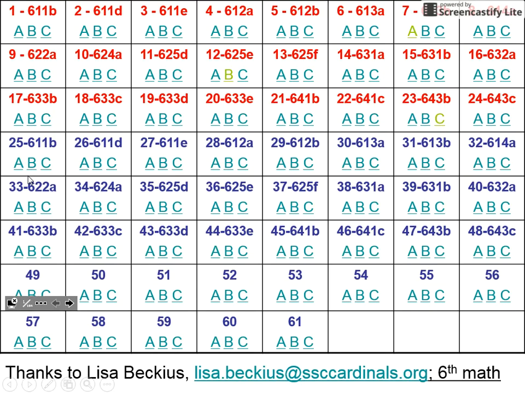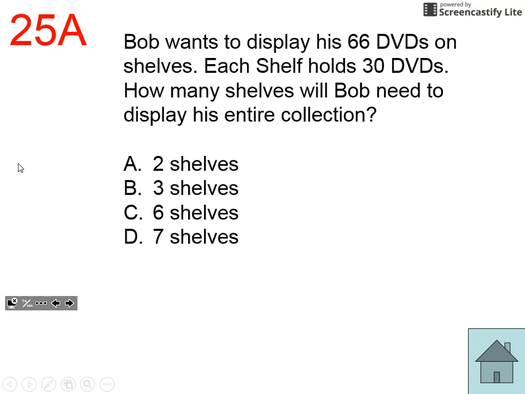Okay, the next question is 25A. 25A says Bob wants to display his 66 DVDs on shelves. Each shelf holds 30 DVDs. How many shelves will Bob need to display his entire collection? Pause the video now.